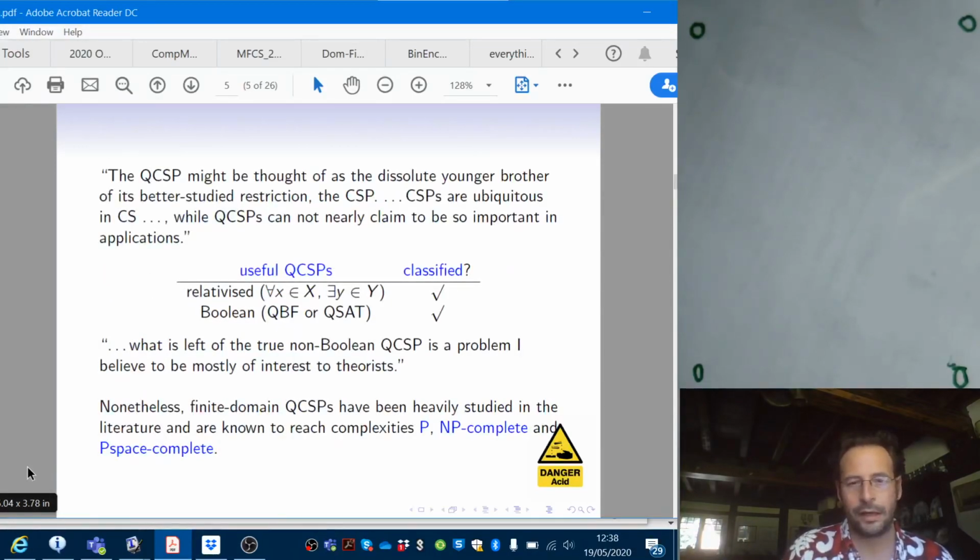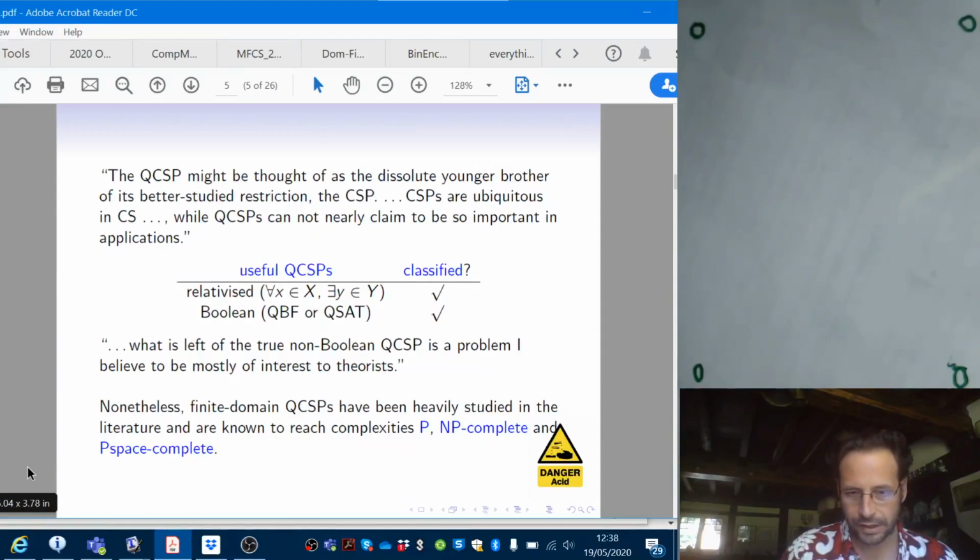So I once said in a survey that the QCSP might be thought of as the dissolute younger brother of its better studied restriction, the CSP. CSPs are ubiquitous in computer science, while QCSPs cannot merely claim to be so important in applications. And I claim actually that there are two classes of the most useful QCSPs, or QCSPs that are as useful as some CSPs.